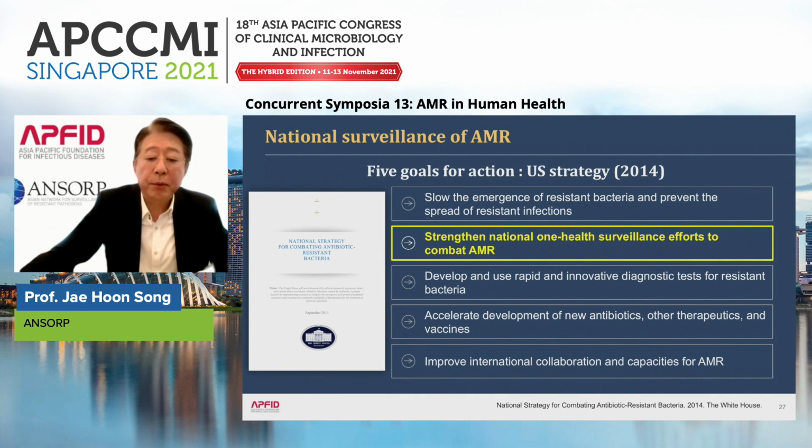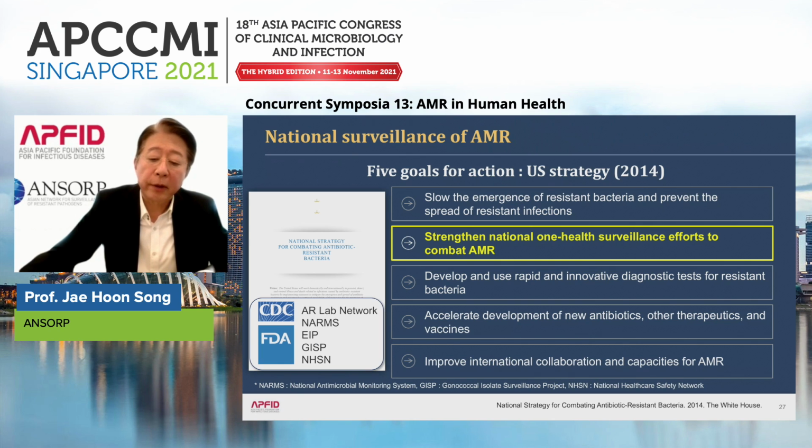Let me show you a couple of representative national systems for surveillance of AMR. The United States announced a national strategy to control and prevent AMR in 2014. It includes 5 major action plans, and One Health surveillance of AMR is one of the key strategies to combat AMR. According to the national strategy, US CDC and FDA have activated various national systems and programs such as NARMS, GISP, or NHSN.